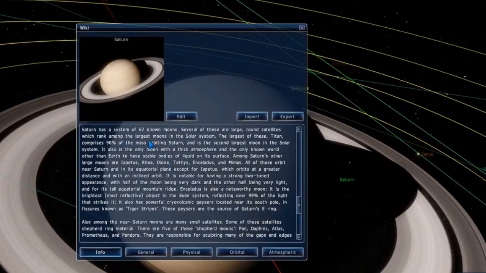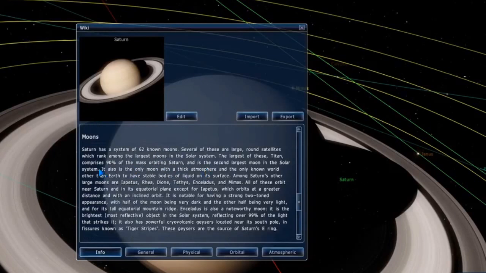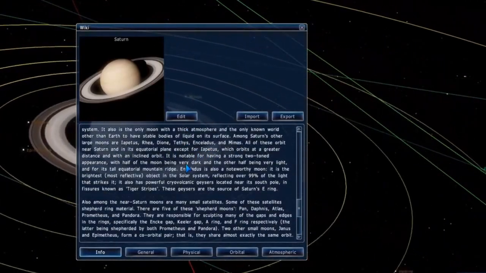So it has 62 moons. And the famous one is Titan, I guess. The largest of these, Titan, comprises 90% of the mass orbiting Saturn and is the second largest moon in the solar system. Titan is the only moon with a thick atmosphere and the only known world other than Earth to have stable bodies of liquid on its surface. So it has liquid on its surface, we know that. Among Saturn's other large moons are Iapetus, Rhea, Dione, Tethys, Enceladus, and Mimas. All of these orbit near Saturn and its equatorial plane except for Iapetus.